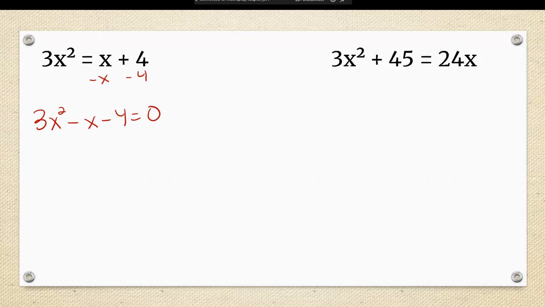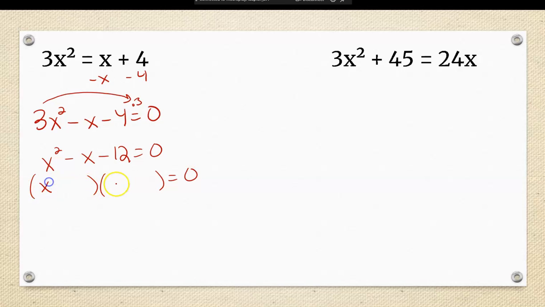Is there a GCF? No. What kind of factoring are we going to do? Slip and slide. So we're going to slip the 3 to the end. We get x squared minus x minus 12. Good. So what multiplies to give me negative 12 but adds to give me negative 1? Negative 4 and positive 3.